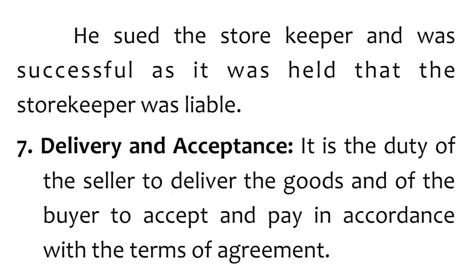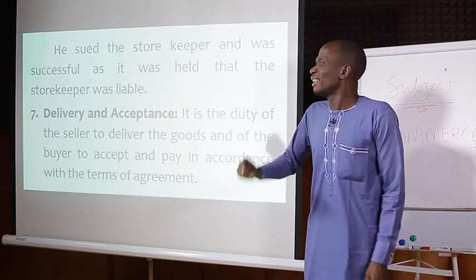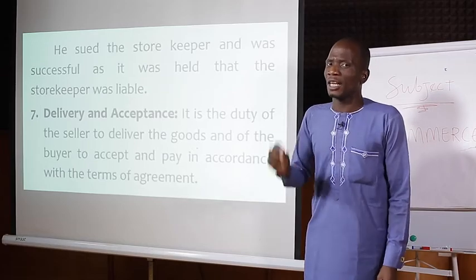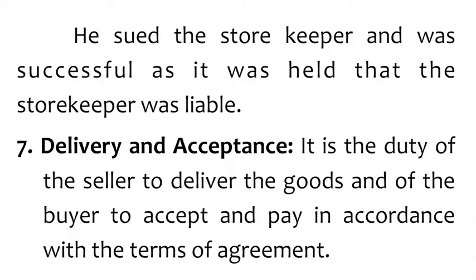He sued the storekeeper and was successful. It was held that the storekeeper was liable for that very particular reason. Now, the seventh one is delivery and acceptance. It is the duty of the seller to deliver the goods and of the buyer to accept and pay in accordance with the terms of the agreement.